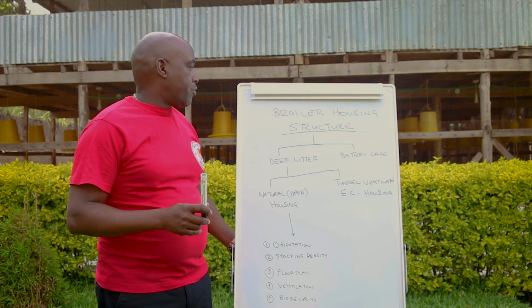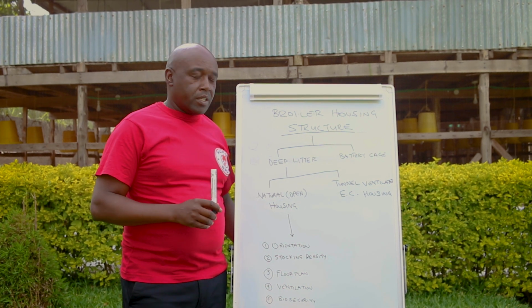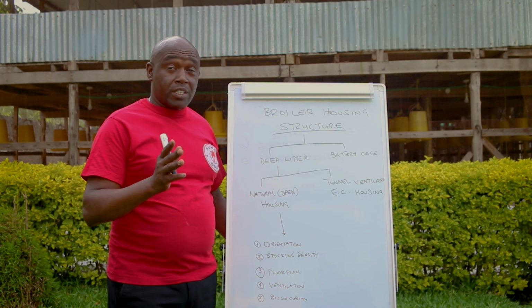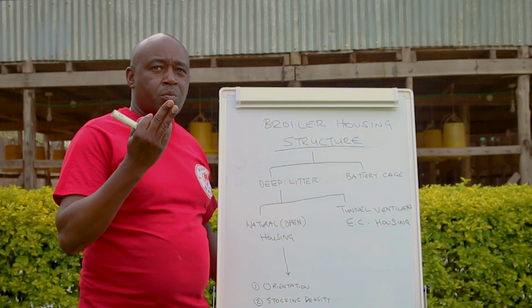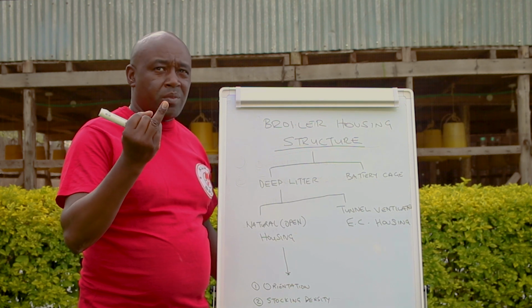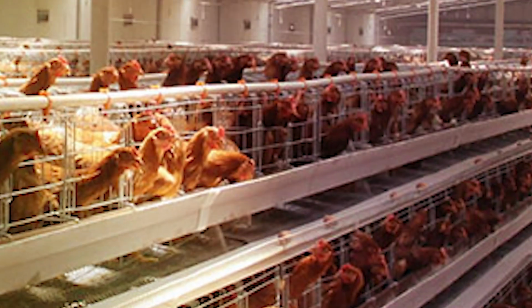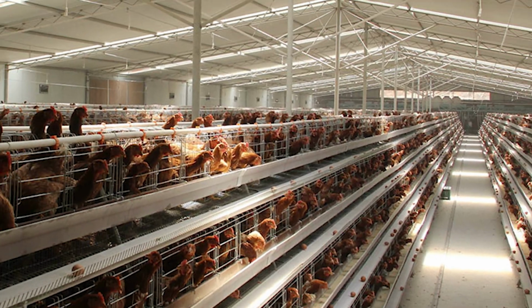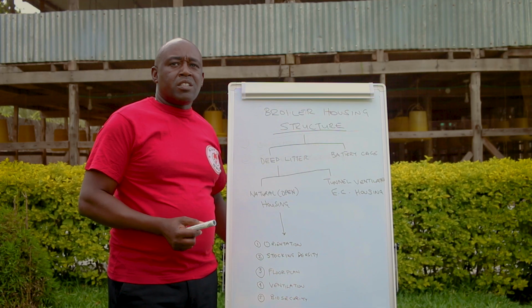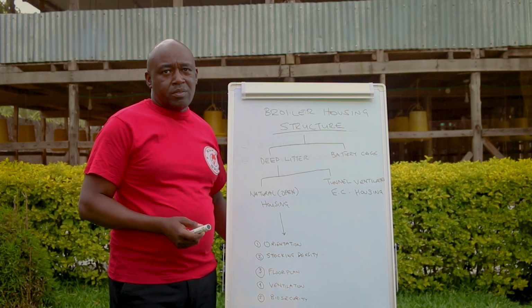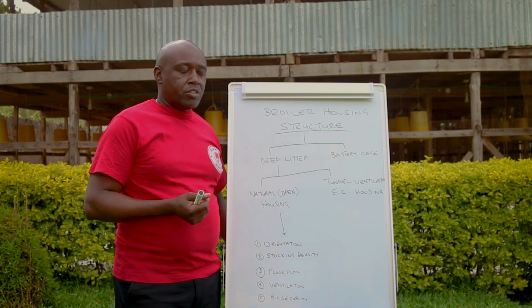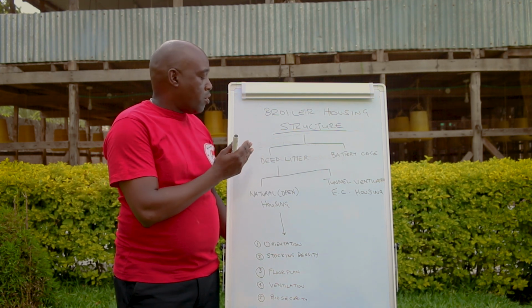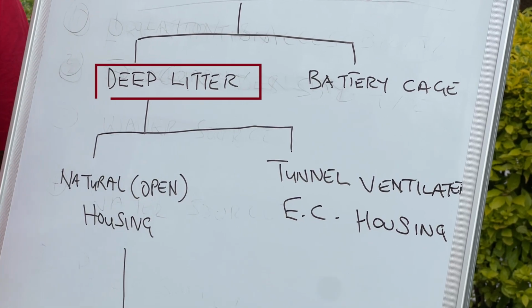Now, let's dive straight into the broiler housing structure. We have two types of housing structures. One that will accommodate deep litter and another that will accommodate the battery cage system, like the one which is used in layers. We are not going to discuss much about the battery cage system because it is hardly used in broiler production. It's got its shortcomings in broiler production. So let's talk more on the deep litter system.